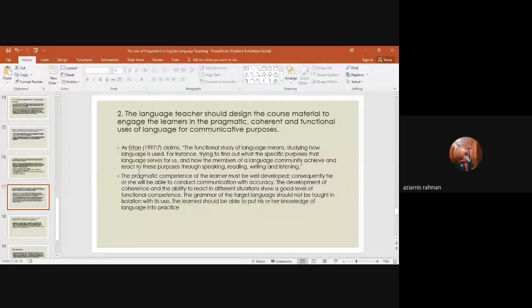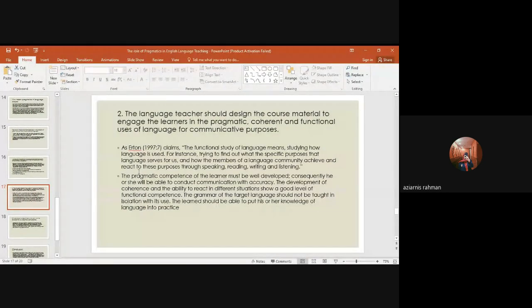The language teacher should design the course material to engage the learners in the pragmatic, coherent, and functional uses of language for communicative purpose. As Ayrton claims that the functional study of language means studying how language is used, for instance, trying to find out what the specific purpose that language serves for us, and how the members of a language community achieve and react to these purposes through speaking, reading, writing, and listening.